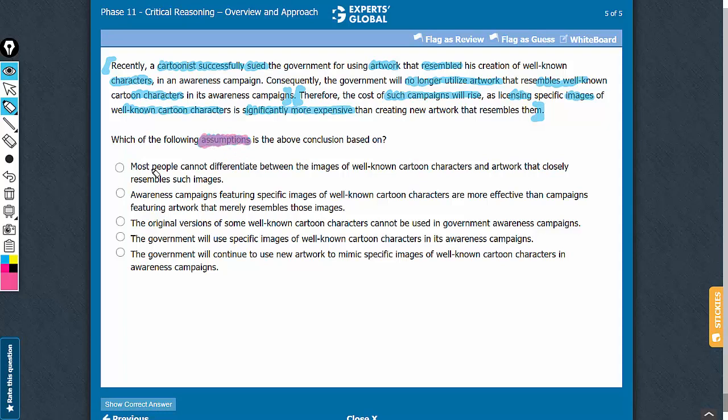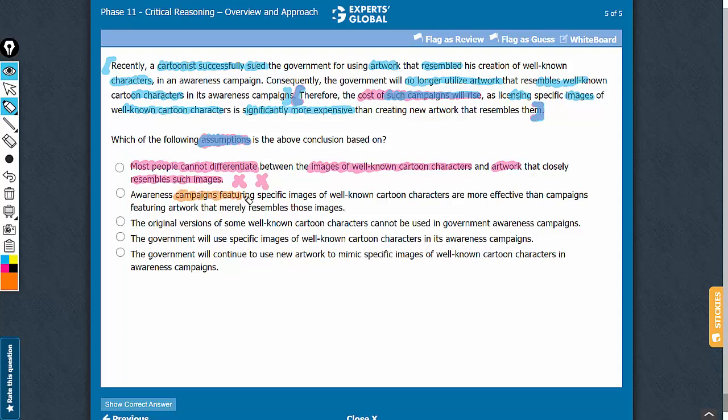That most people cannot differentiate between the images of well-known cartoon characters and the artwork that closely resembles such images is just an operational detail. This has no bearing on how or whether the campaign costs will rise. Besides, this information is not something that must be true for the conclusion to hold ground, so this cannot be called an assumption. Imagine, even if most people are able to differentiate between such images, this conclusion here remains unaffected.